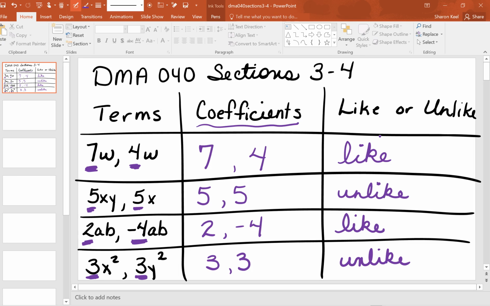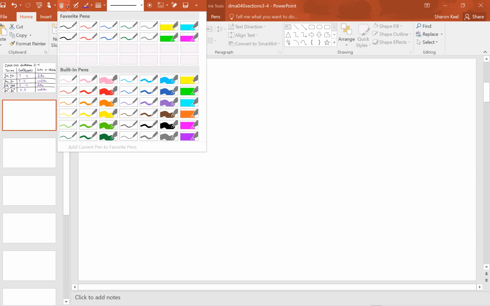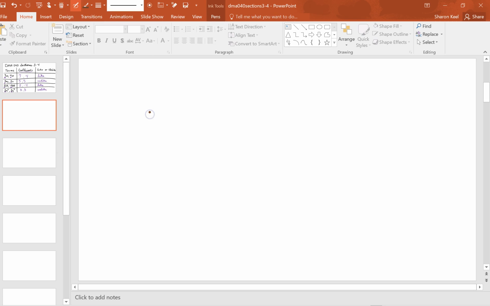Why is it important? You're wondering, why is it important that we know if we have like terms or unlike terms? What is the purpose of this? The purpose of this is in order for us to simplify an expression. Let's say we have 6x minus 10 plus 4x plus 7. If I were to have this as my algebraic expression and I need to simplify it, what I'm going to do is I'm going to combine like terms.